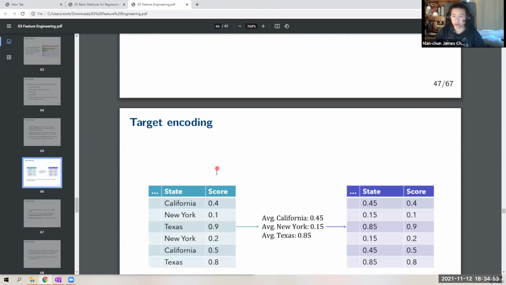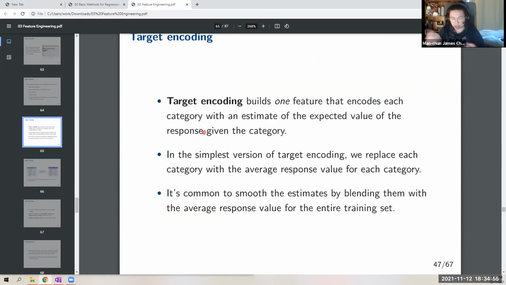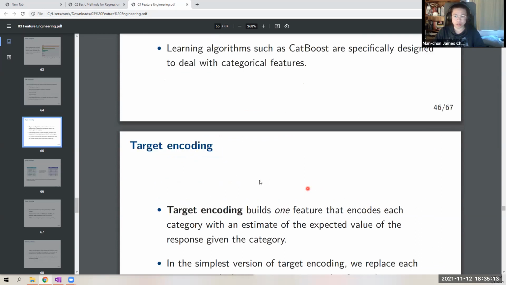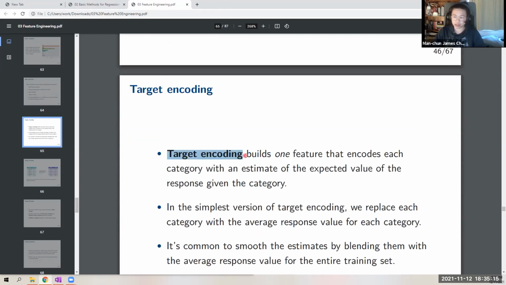Also, a question you can have is that you have a categorical variable that has a lot of features. How do you fix this? One way you can fix this is you can use target encoding. You can merge sparse categories, do hash encoding, target encoding. When you're talking about target encoding, what's good about it and what's bad about it?